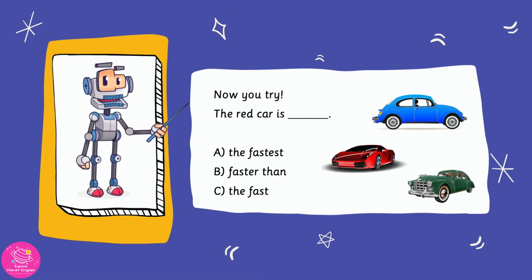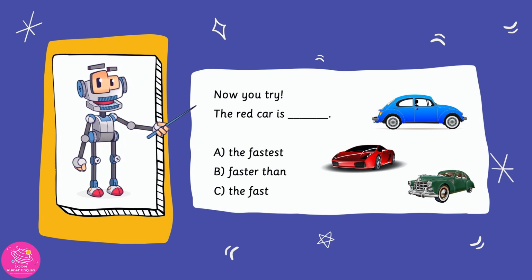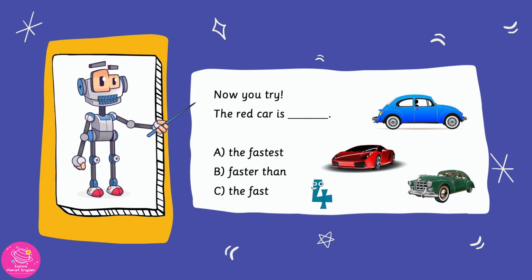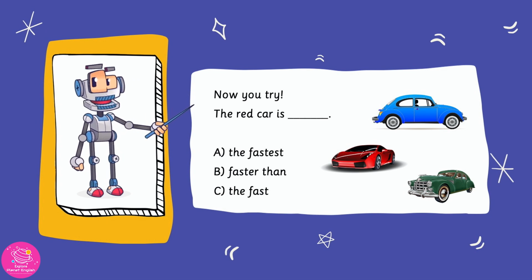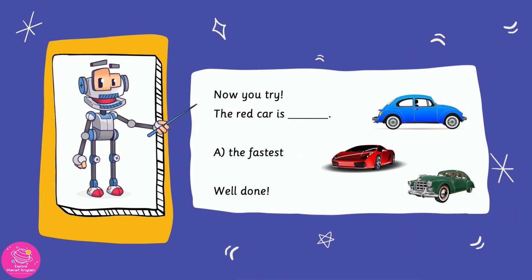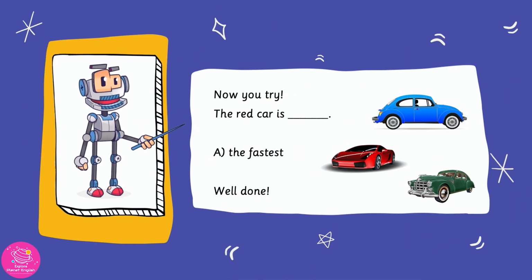Next, the red car is the fastest. The red car is faster than, or the red car is the fast. 5, 4, 3, 2, 1. Good! The red car is the fastest.